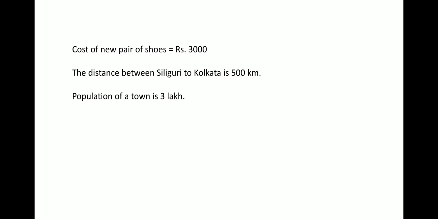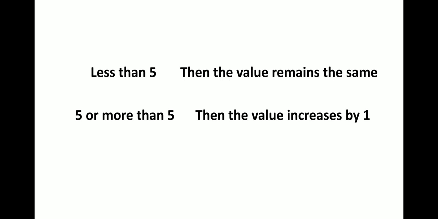Now, how do we do the estimation? We use the technique called rounding off a number. So in rounding off, there is basically a rule that we need to follow. In rounding off, if any number is less than 5, then the value remains the same. There is no increase in the value. But if the number is 5 or more than 5, like 6, 7, 8 or 9, then the value increases by 1. Now let me show you this with the help of an example.